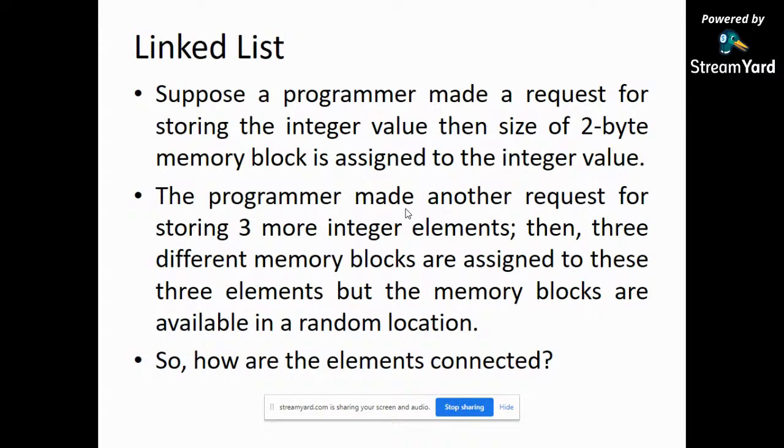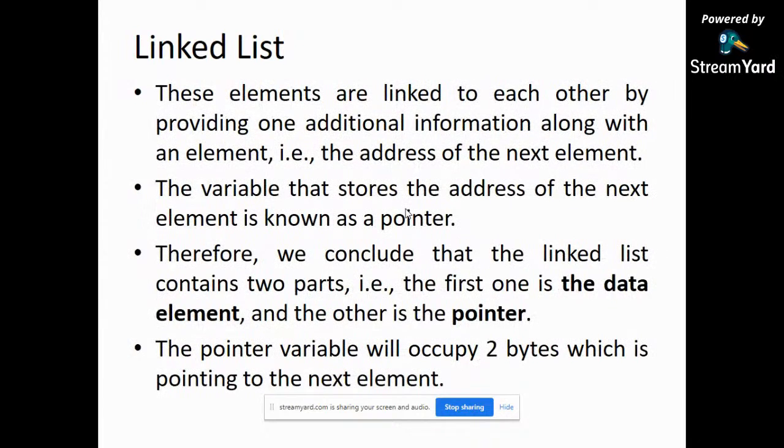But in a linked list, whenever we are in need of memory, we can request it and we'll get the memory. The only problem here is that the memory locations are random. The memory locations are not contiguous. So how are the elements connected? Whatever data we are storing is in the form of a list, but the memory locations are random. So how are the elements connected?